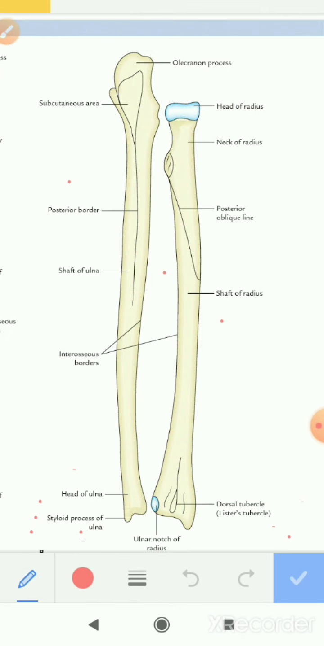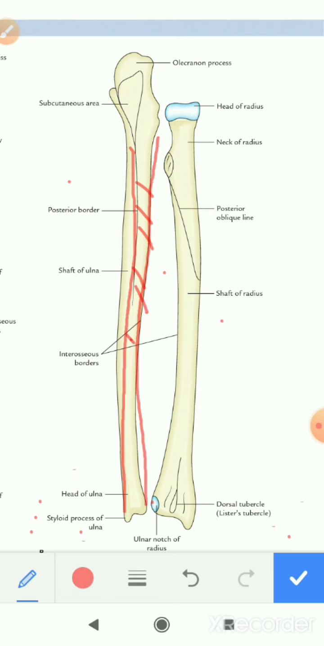This surface is the posterior surface. It lies in between the posterior border and the interosseous border. This was the interosseous border, from the apex of the subcutaneous area. So this was the posterior border. So this surface is the posterior surface, in between the interosseous border and the posterior border. Then come to the anterior surface.